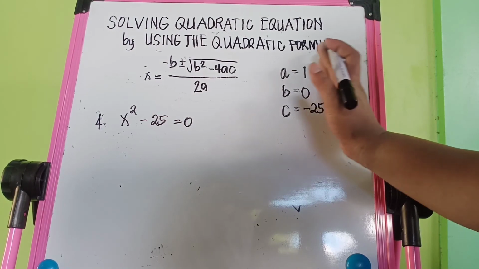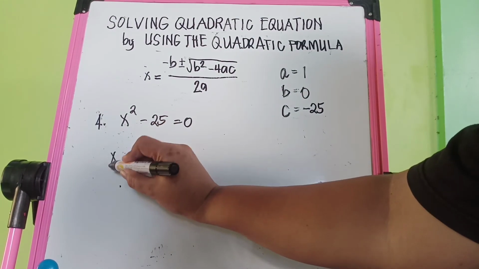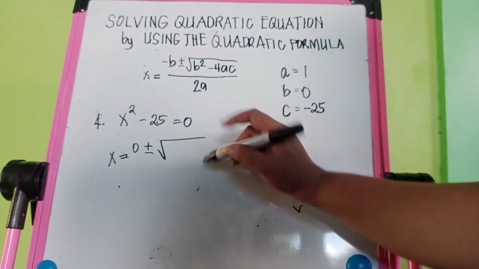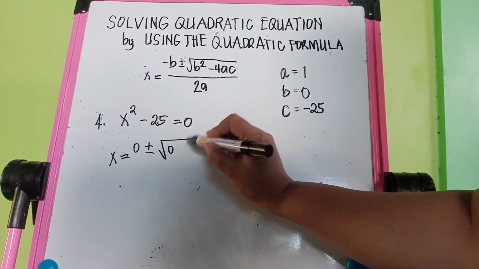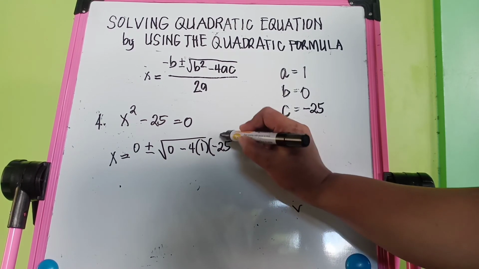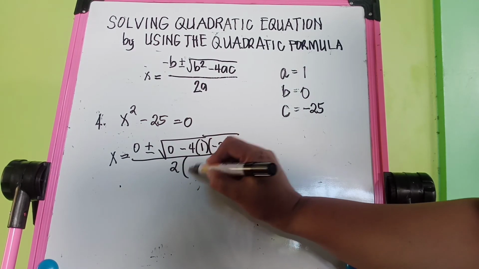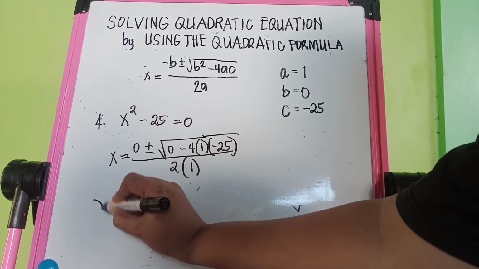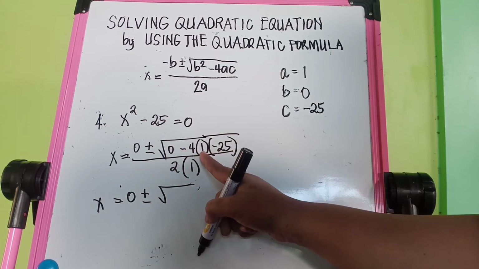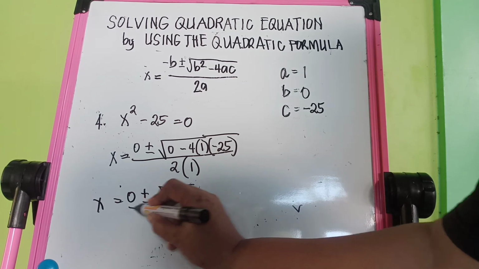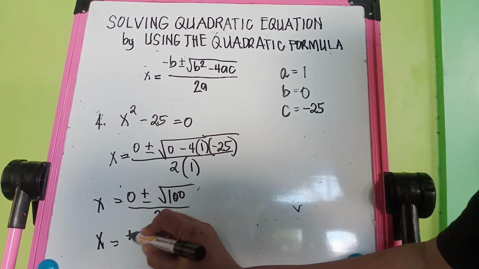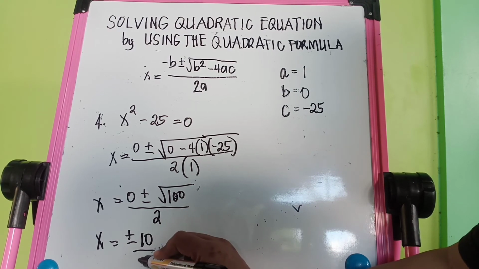Okay, so gamitin na natin to in solving this equation using the formula. So x is equal to negative b. b is 0, so let us write 0 plus or minus b squared. So 0 ulit. Squared is 0 pa rin. So minus 4 multiplied by 1 times c is 25 all over 2 multiplied by a, which is 1. Okay, so we have now x is equal to 0 plus or minus, then we have negative is positive, 4 times 1 times 25 is 100 over 2 times 1 is 2.